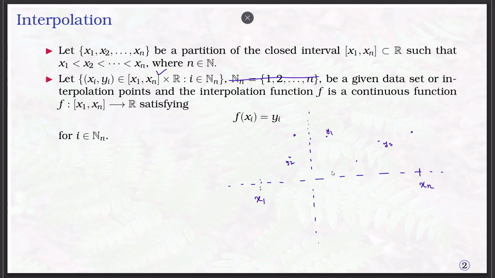Sorry, not y. Corresponding to x1, y1 is here; corresponding to x2, y2 is here; corresponding to x3, y3 is here; and corresponding to x4, y4 is here, and so on. Then this function f is continuous from the closed interval [x1, xn] to R, satisfying: if you take x1, it goes to here, and x2 comes here, and x3 is here, x4, and so on.